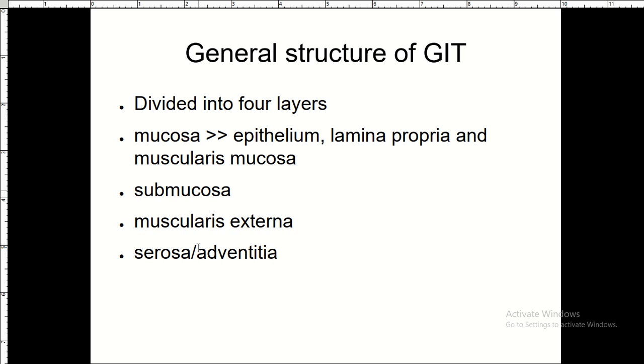But those organs that have serosa are going to be covered by a thin mesothelium layer of simple squamous epithelium, which is coming from the peritoneal layers. So basically, those are the general features of the GIT histology.